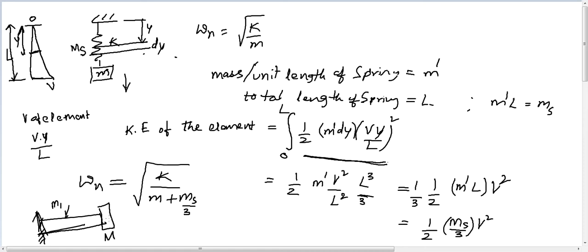And if we just disturb in this direction, longitudinal direction, we have just seen that it is square root of k by m, where k is nothing but AE by l. So the natural frequency omega n will become square root of AE by l, and in place of m we have m plus m1 by 3, where m1 is nothing but the mass of the bar.